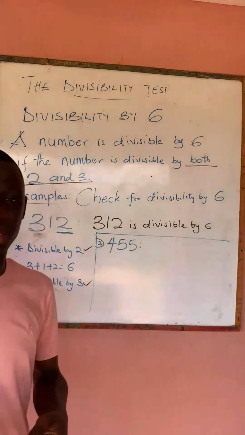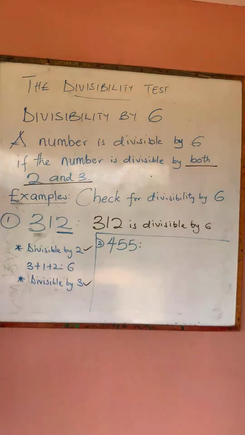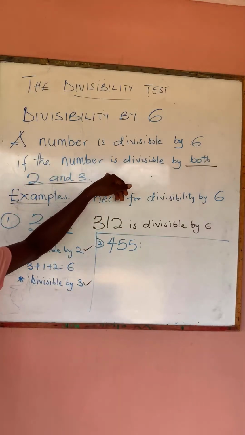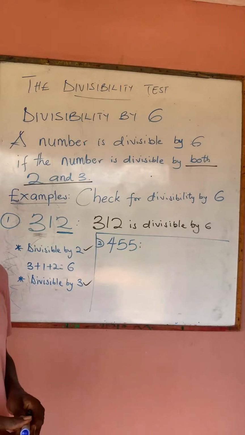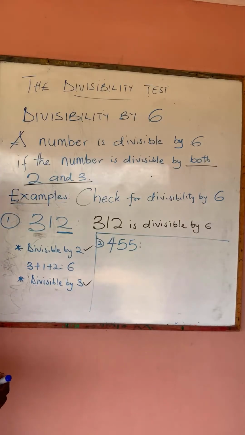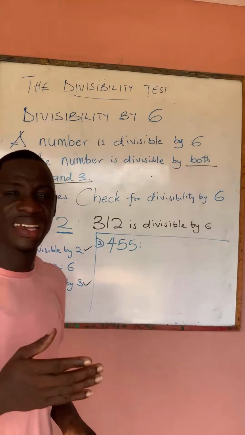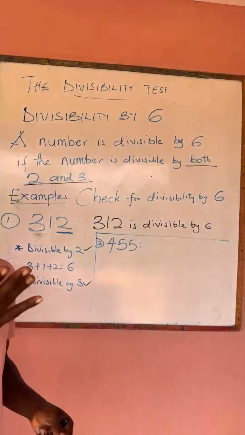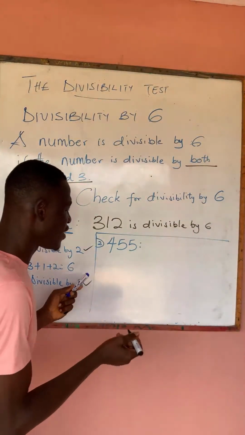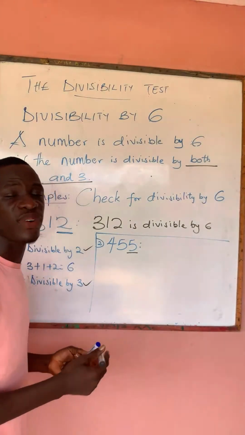We are checking with divisibility by 6. First of all, it says that we should check divisibility by 2 and divisibility by 3. Let's check the divisibility by 2. We've seen that a number is divisible by 2 if the last digit is 0, 2, 4, 6, or 8. But considering the last digit over here, the last digit is 5.